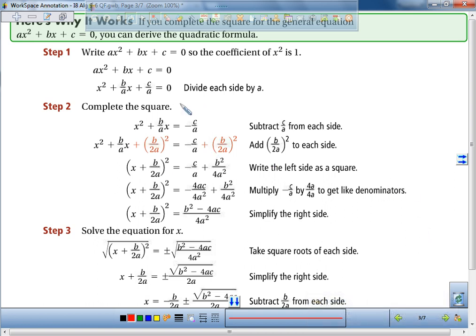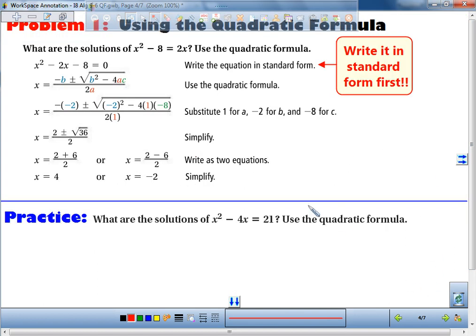This first page here just shows you how to derive the quadratic formula. It's not imperative for us to know, but it is here for you to see where they get the equation and how they come up with it. Okay, so using the quadratic formula.